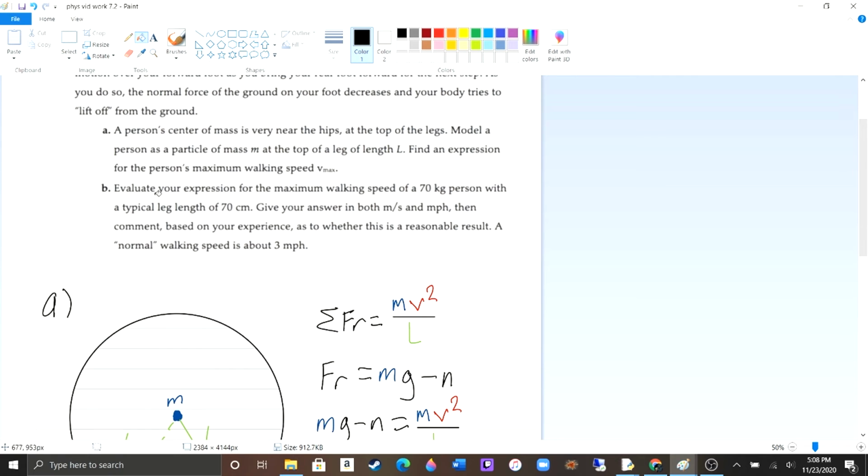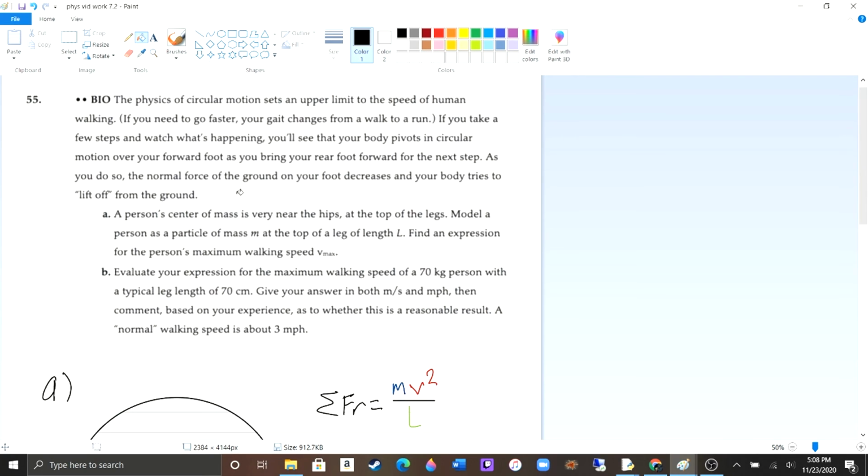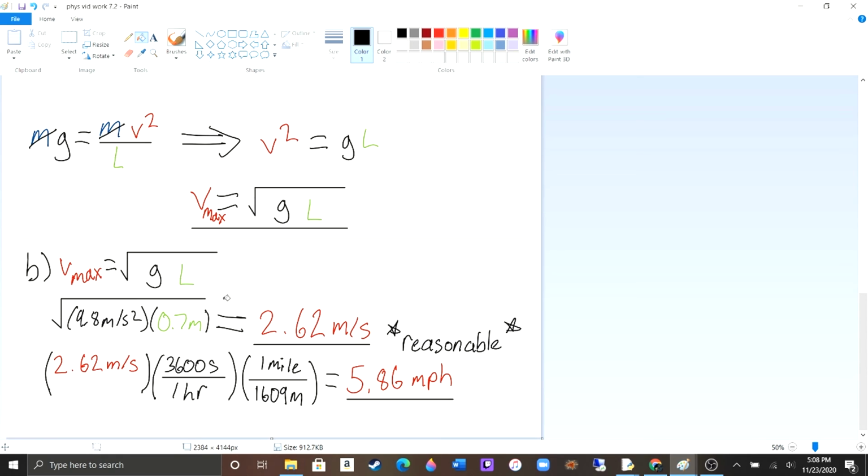So now for part B, we will evaluate our expression for the maximum walking speed of a 70 kilogram person with a typical leg length of 70 centimeters. So we want to give our answer in meters per second and miles per hour, and then comment whether or not it's reasonable, and it tells us that a normal walking speed is about 3 miles per hour. So we have our equation right here. We can plug in gravity and our length, which is 70 centimeters, so 0.7 meters, and take the square root of that, and we get 2.62 meters per second.